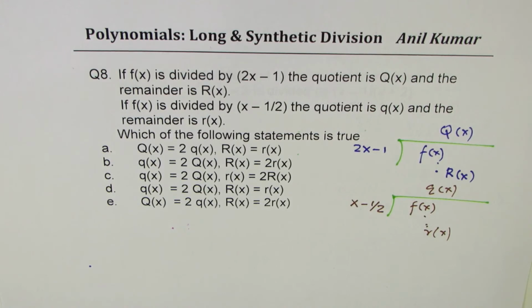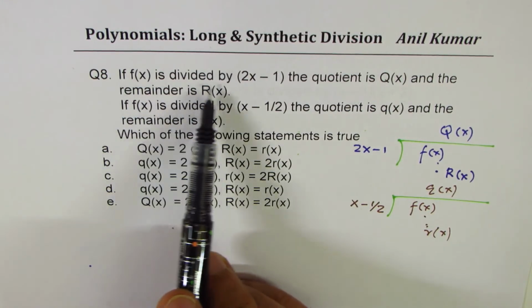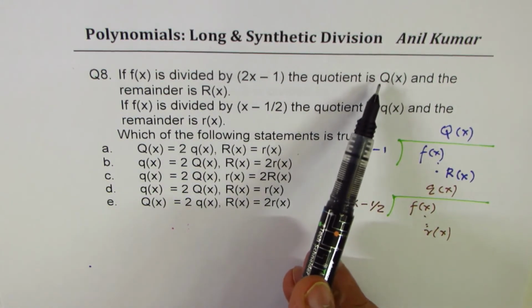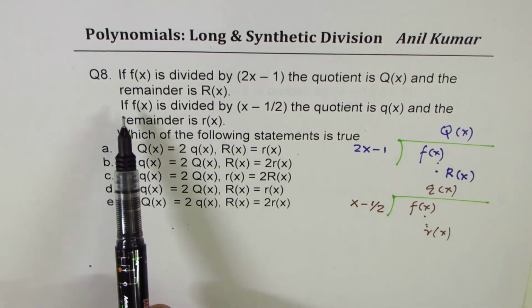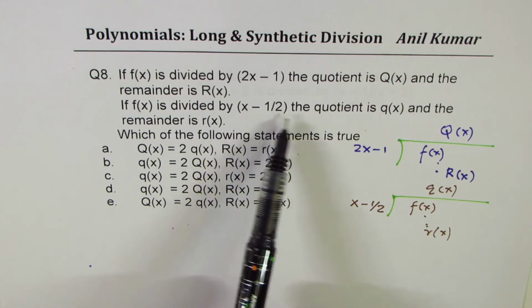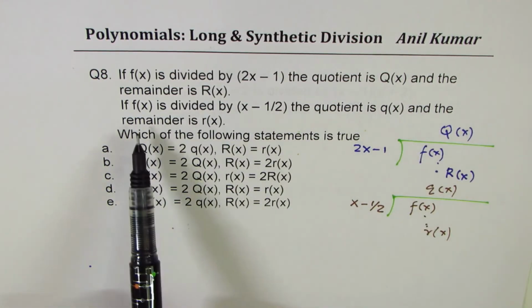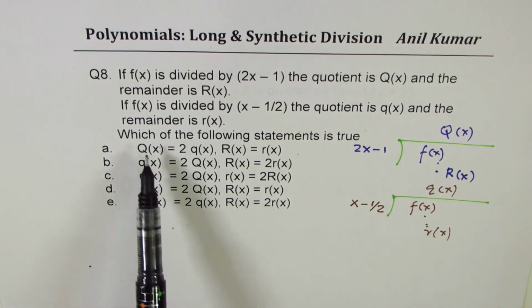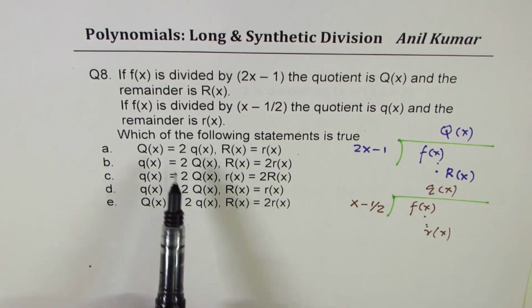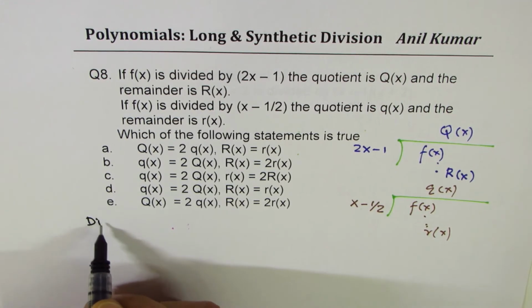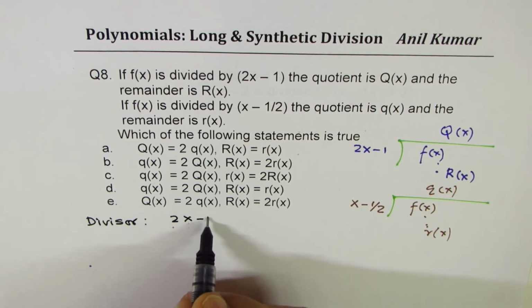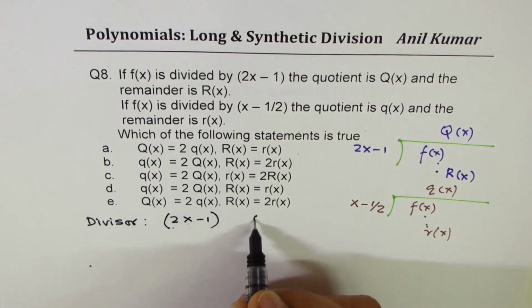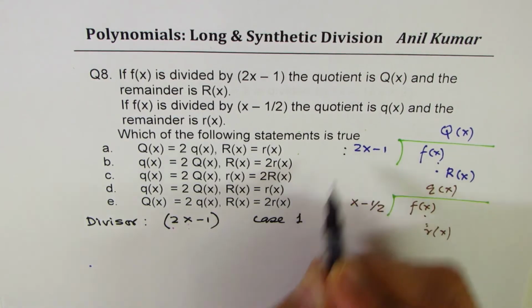Now let's take up question number 8. If f of x is divided by 2x minus 1, the quotient is capital Q of x and the remainder is capital R of x, as shown here. If f of x is divided by x minus half, the quotient is small q of x and the remainder is r of x. Which of the following statements is true? Now, look at the divisor. In the first case, the divisor is 2x minus 1, right? This is case 1.